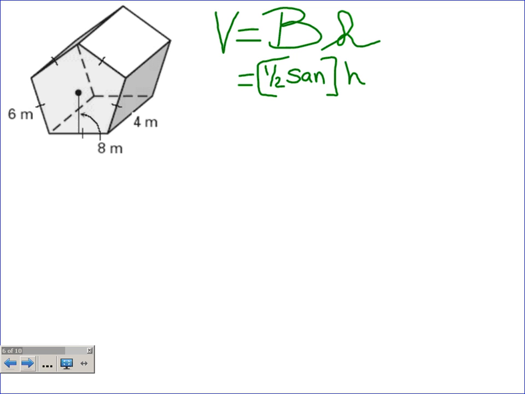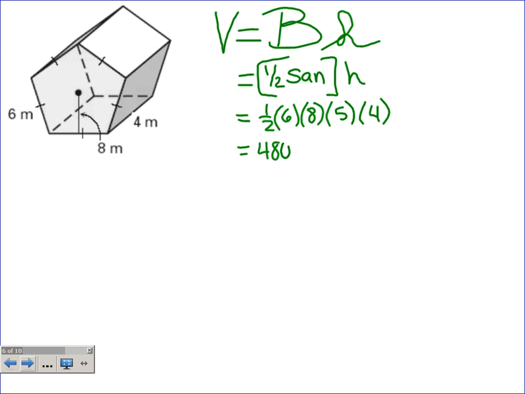So, 1/2, what's the S stand for? Side. How long is the side? 6. How long is the apothem? 8. What's the number of sides in a pentagon? 5. And what's the height between the two pentagons? 4. Oh, look at all those numbers. We got 20 and half of that's 10, so 480 again.